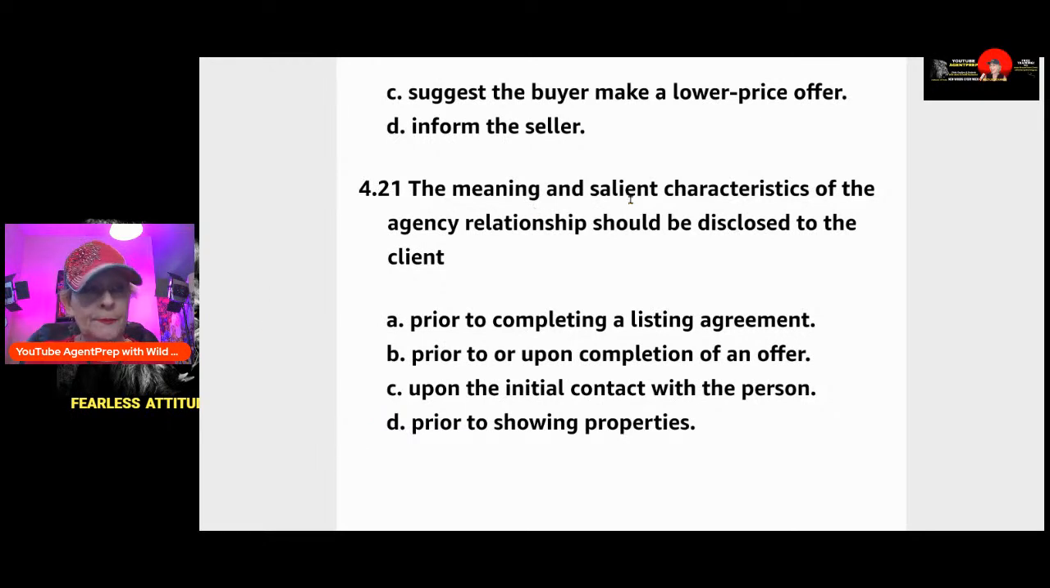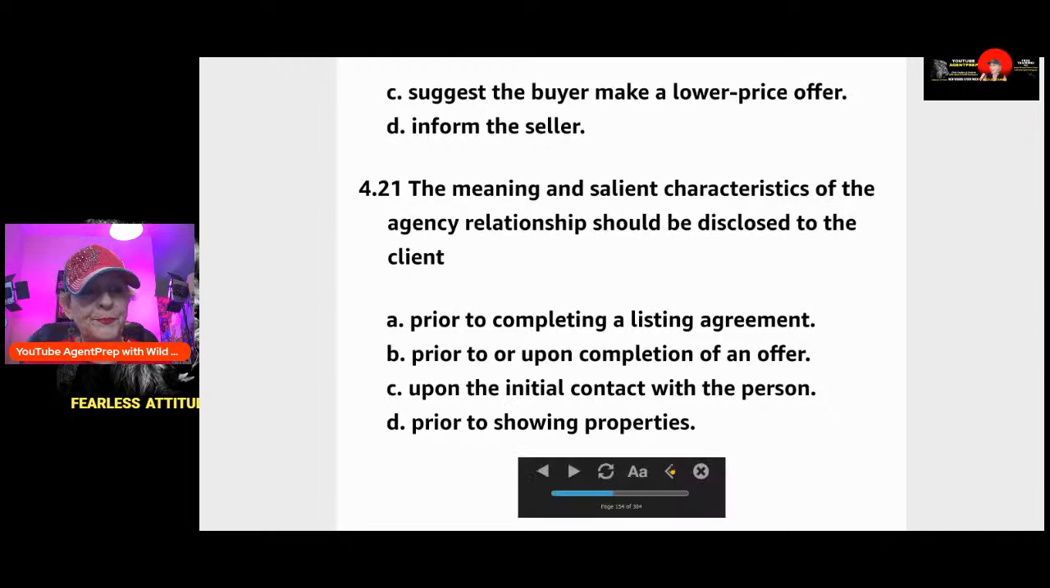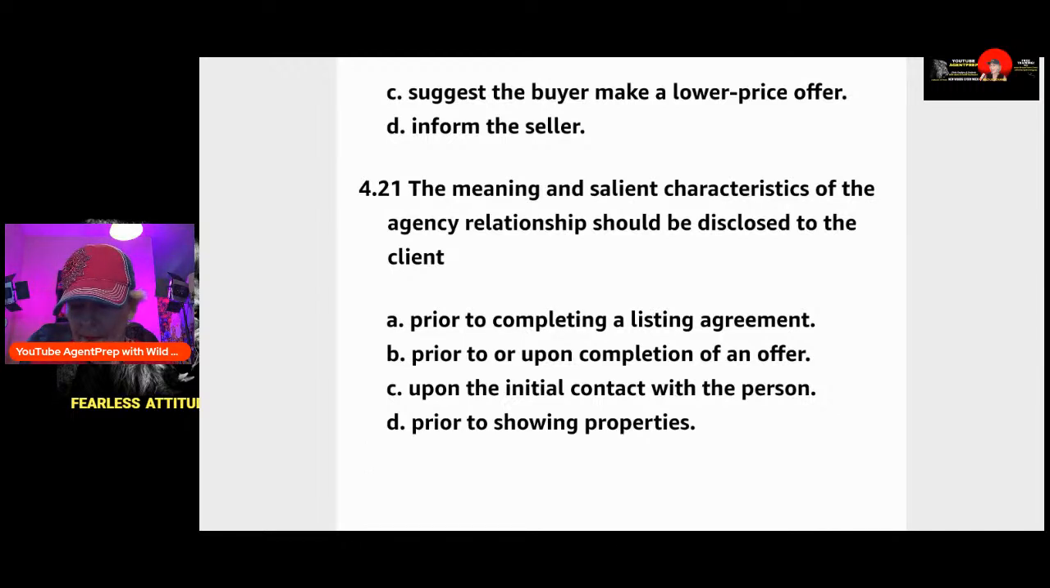The meaning and salient characteristics of the agency relationship should be disclosed to the client when? Type your answer in the chat.